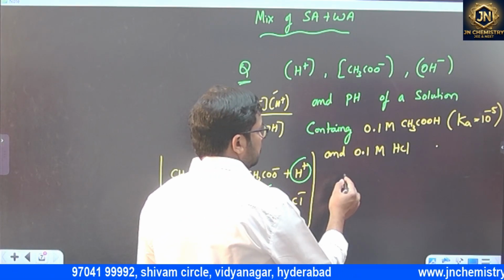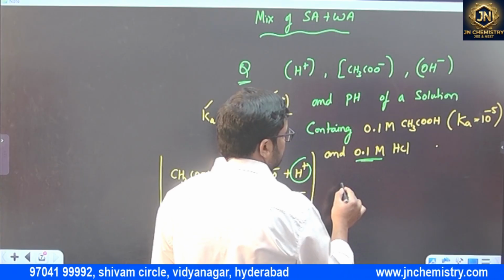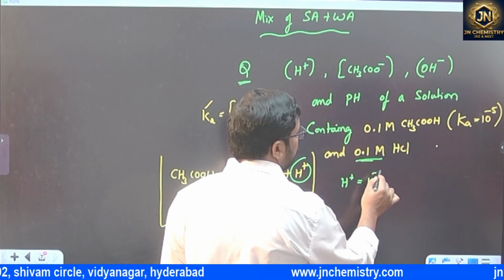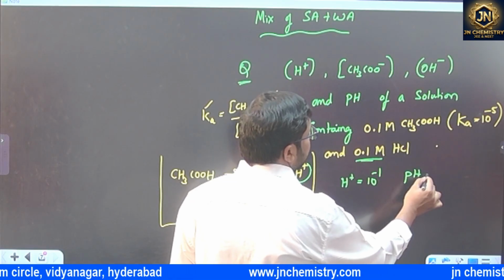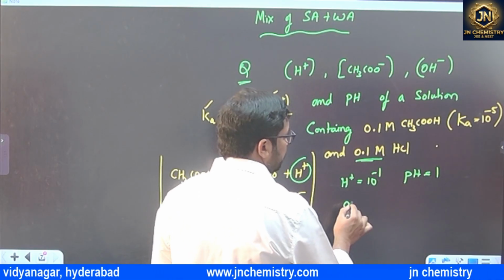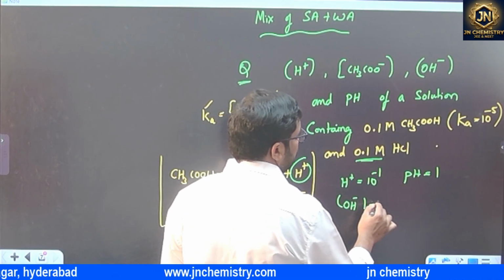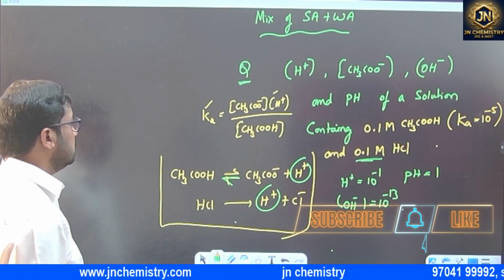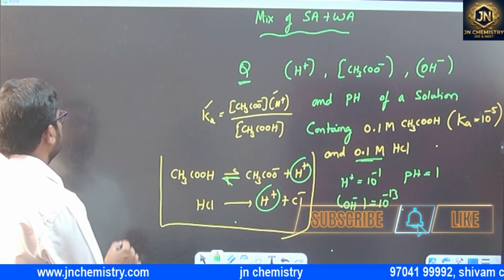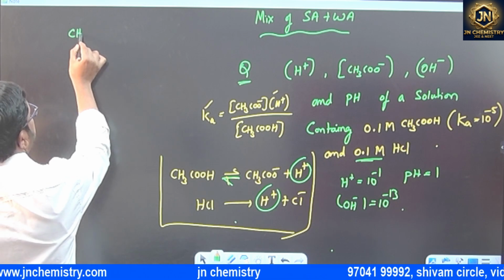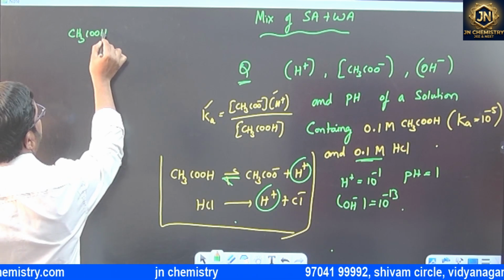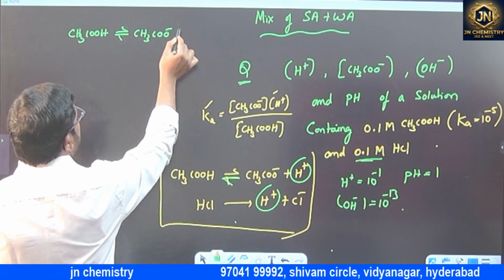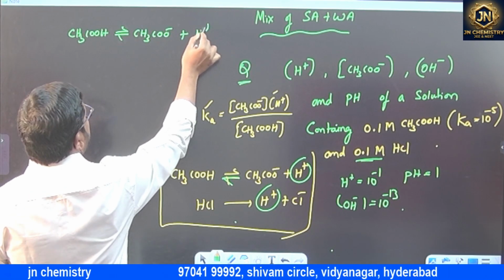Here in this case, what exactly happens? 0.1. H plus ion concentration is nothing but 10 to the power of -1, means pH is equal to, directly, you can say 1. OH minus ion concentration is equal to 10 to the power of -13. And important thing is here, CH3COOH gives rise to CH3COO minus and H plus ion concentration.